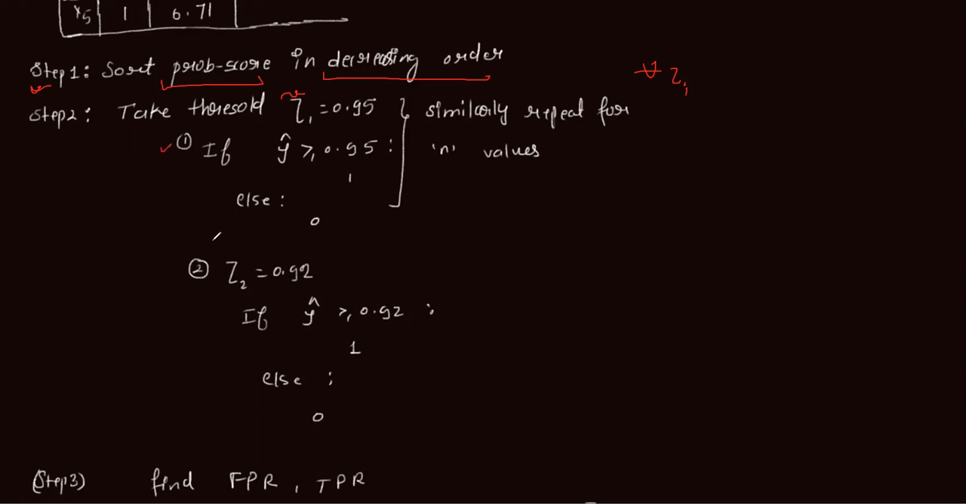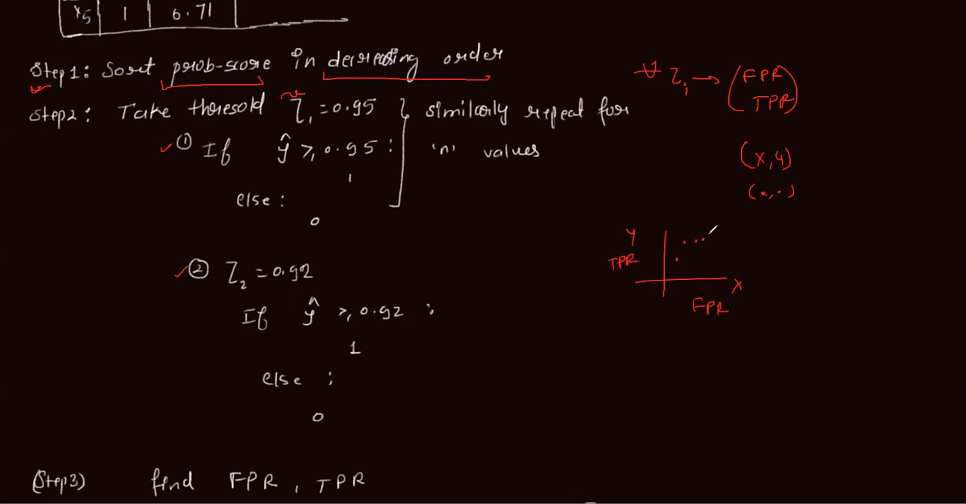Just put the if else condition and fill in your values like this. And for each threshold, find out the FPR and TPR. You'll get a simple coordinate value, x and y, so you'll get two points here, and you have to plot these points on the xy plane. On the x-axis you'll get the FPR value, and on the y-axis you'll get the TPR value. So you have to just plot it.